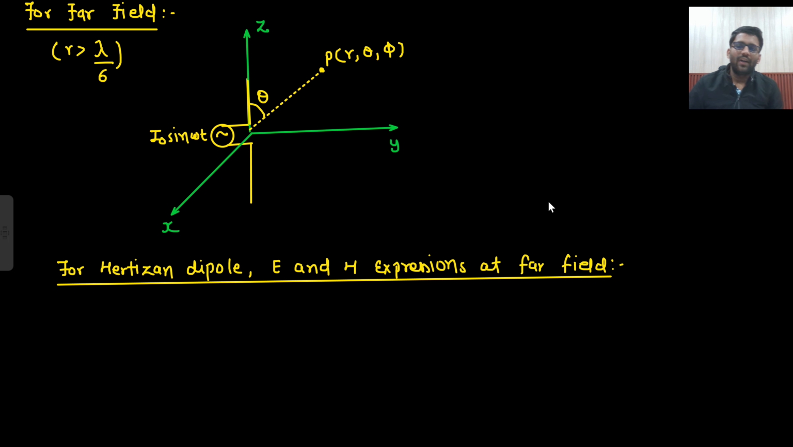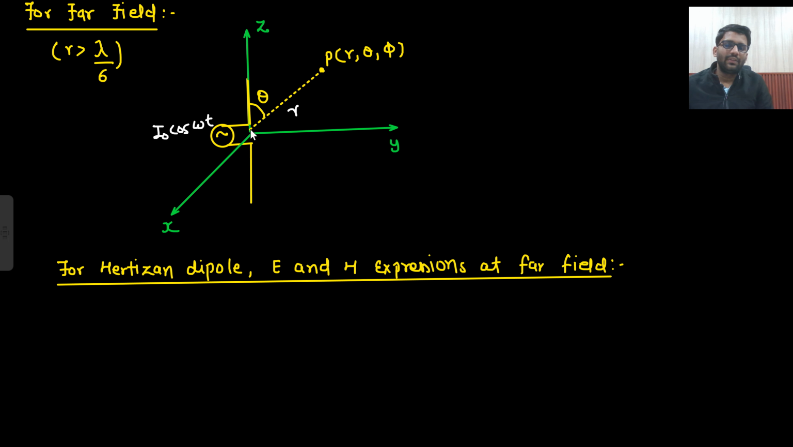So now for far field we are going to write down the expressions. So this is your Hertzian dipole, this is the length, this is the r distance. Here the current is flowing. Here I have written sin omega t, but I have taken cos omega t. So this current is I naught cos omega t.